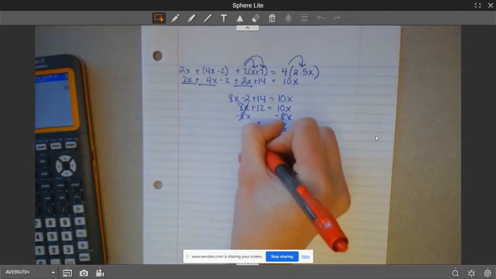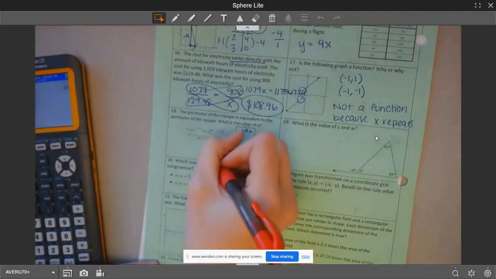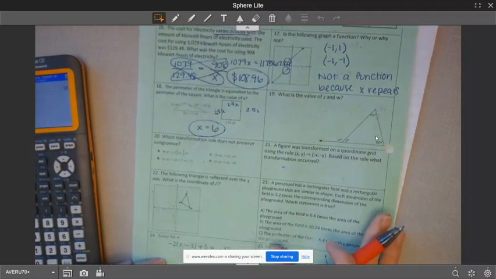6 is equal to x. So for our question number 18, x is equal to 6. All you have to do is set all the perimeters equal.